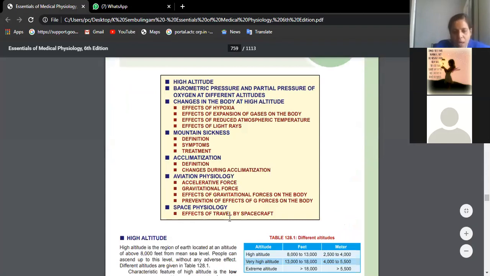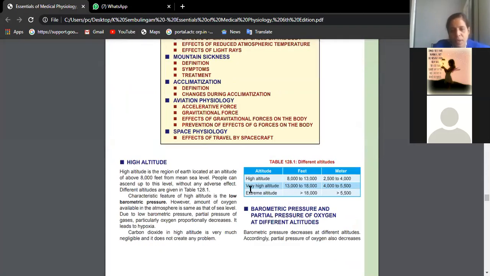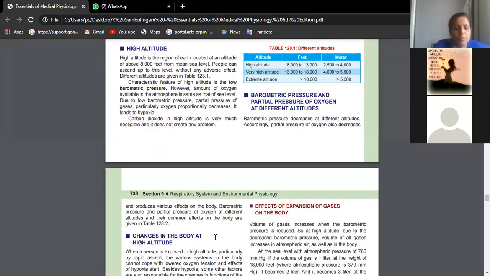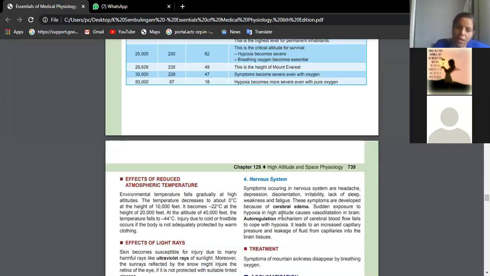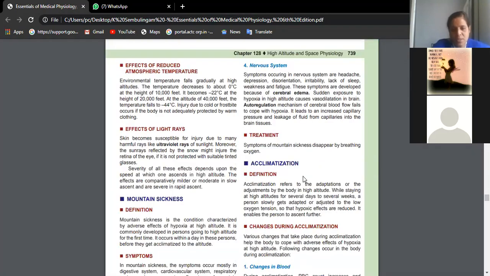Here, we have different types of high altitudes. For example, if it is 8,000 to 13,000 feet from the land area when you measure, this is high altitude. Now see here, barometric pressure.